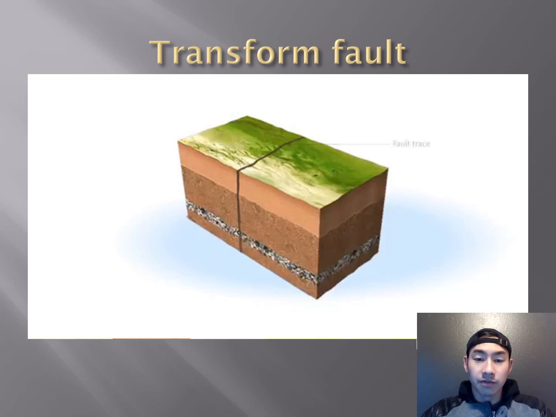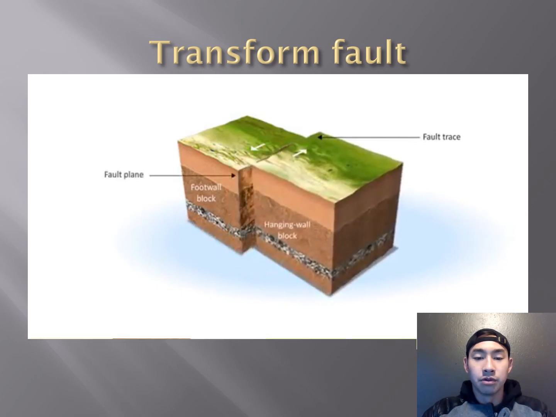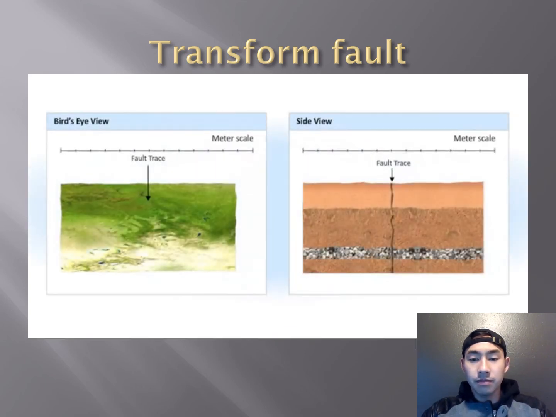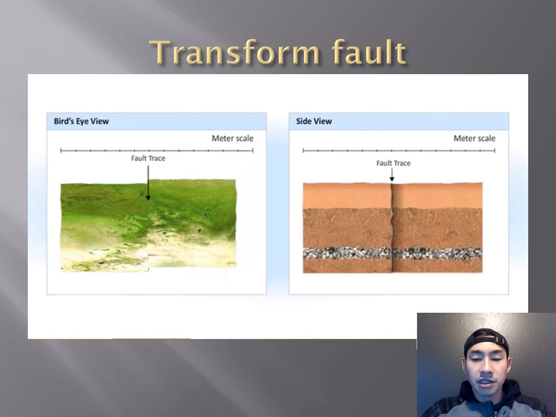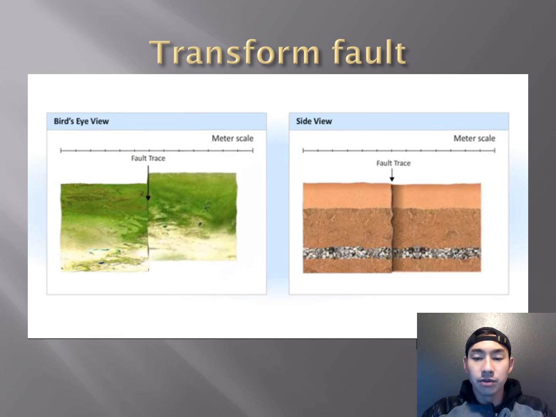Now in a transform fault, we have our fault trace and our hanging wall and footwall. This is labeled as hanging wall and footwall, even though in a true transform strike slip fault, we should have a purely vertical fault. In this different point of view, we see that there is no vertical offset in the side view, in this cross-sectional view. However, in the bird's eye view, or the map view, we do see that there is a transformation of the ground. So there is a shift.